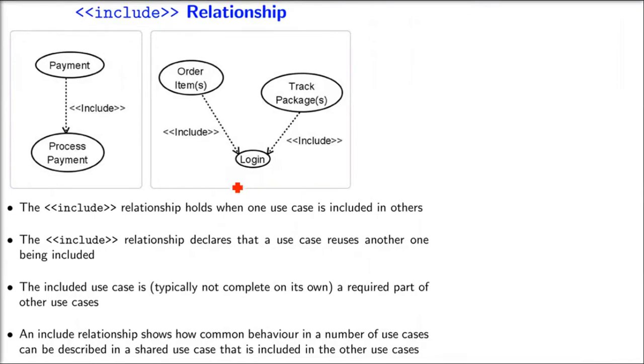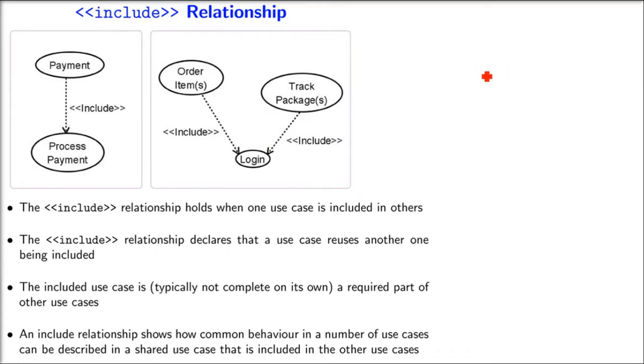Coming to the include relationship. Include means it is embedded. If one thing has to be done, the other has to be done, mandatory. If you're making food, you need to put some salt. Without salt, you won't be able to eat it. I'll give you an example.